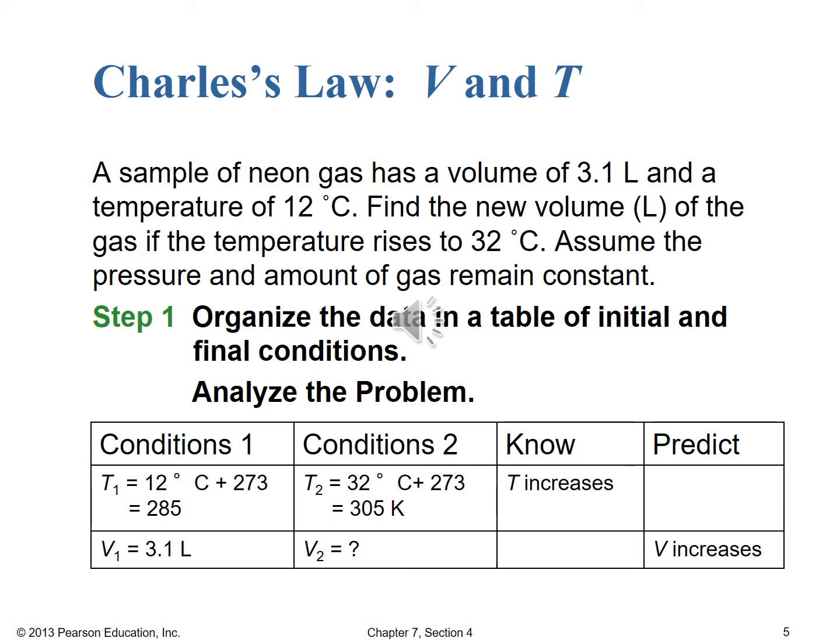So here we have it, T1 equals the 12 degrees Celsius, but in order to convert it to Kelvin, we need to add 273, or 273.15 if you want to be very specific, in order to get here 285 Kelvin. The V1 is 3.1 liters, T2 is 32 degrees Celsius, again converted into Kelvin by adding the 273 gives us 305 Kelvin, and then V2 is what we're actually looking for, and we know that as temperature increases, volume should also increase as a result of that direct relationship that is Charles' law.